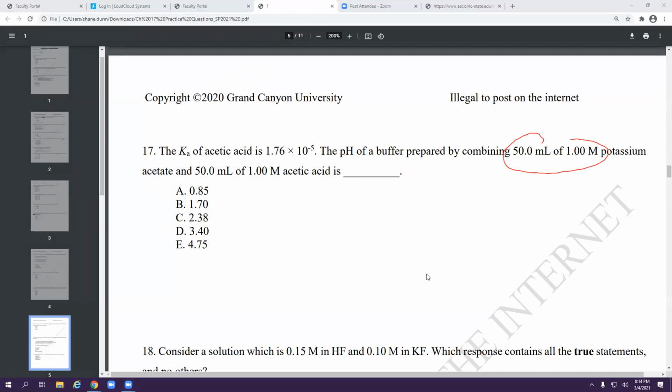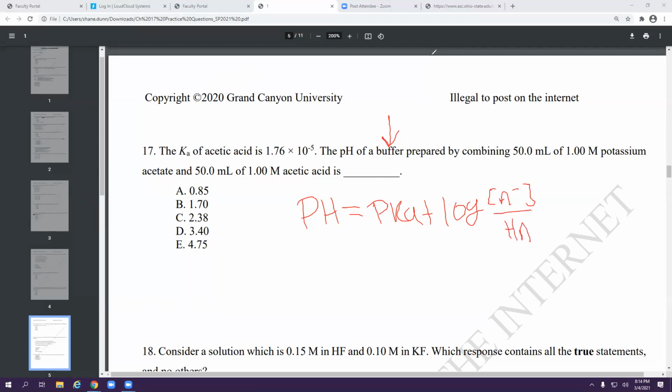Wait, 17? Never mind, don't ignore me. I misread my own key. My bad. It's a buffer. Never mind, it's a buffer, right? So that means we're going to use this one instead. Concentration of A minus over HA.